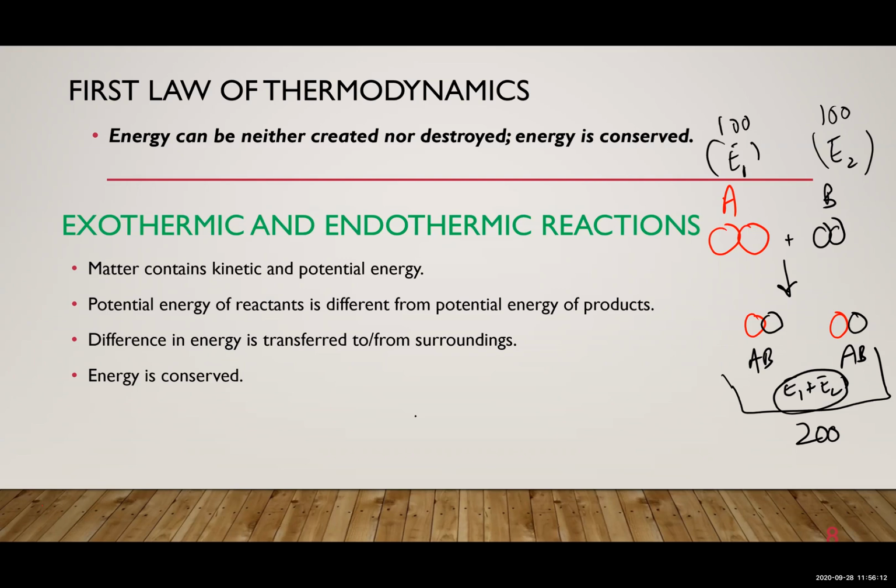So technically what we are saying is that if our A and B have this level of energy, and when they combine, when they become AB, the level of energy remains the same. However, that does not happen all the time, because sometimes the energy of reactant is different from the potential energy of products. So sometimes products may have less energy.